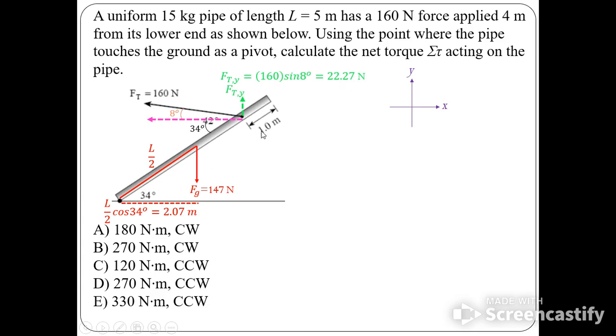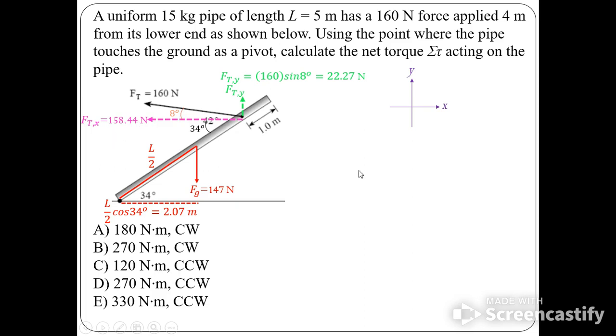And then we can do the same for the horizontal component. F of tx, I went ahead and calculated for you. So it'd be 160 times cosine of 8 degrees because this dashed line here is adjacent to the 8 degrees. So we need to use cosine of 8 degrees.